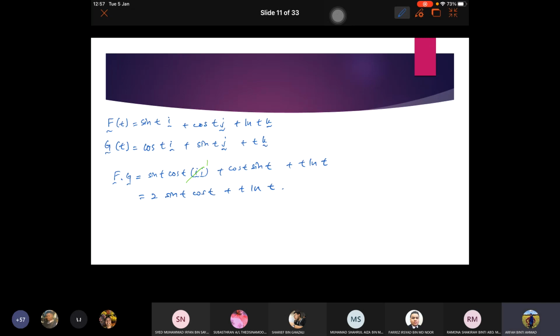Find the value of k if vector F dan G adalah perpendicular. Perpendicular meaning that daripada syarat dia, tadi kita dah tengok F dot G akan sama dengan kosong. Okay. Meaning that the vector is perpendicular.